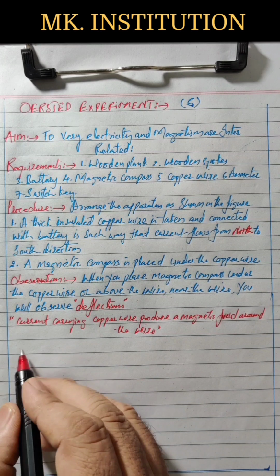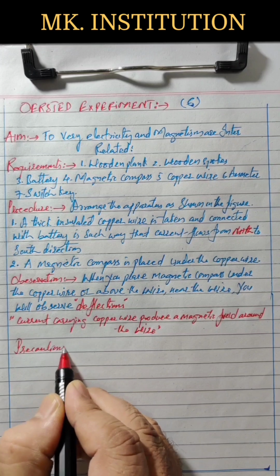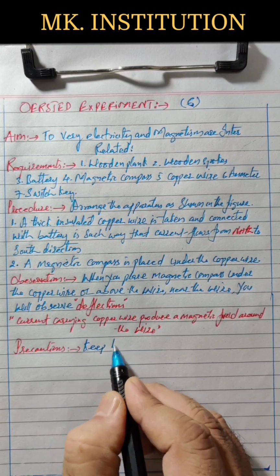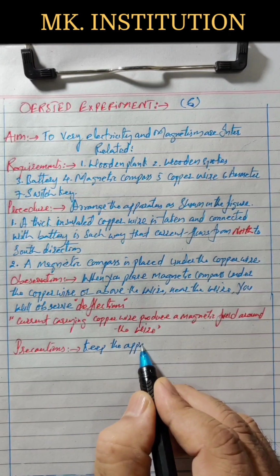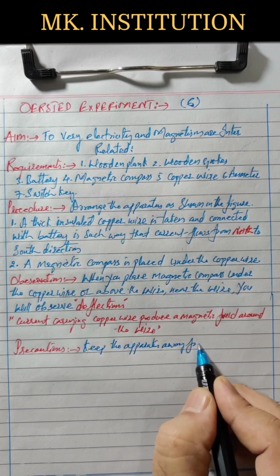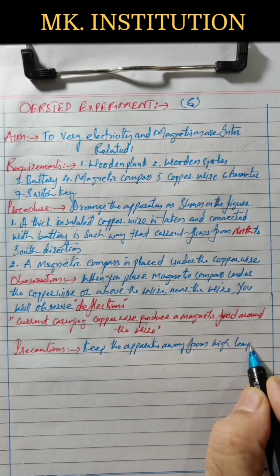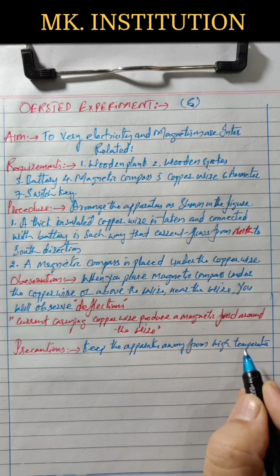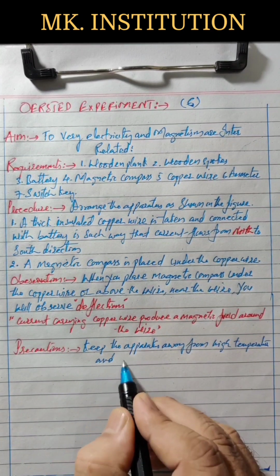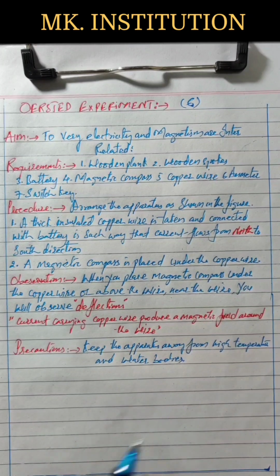Now the precautions. What are the precautions we have to take while doing this? Keep the apparatus or setup away from high temperature. In a kitchen room you should not do this. Away from high temperature and water bodies. Clear? These are the main precautions here.